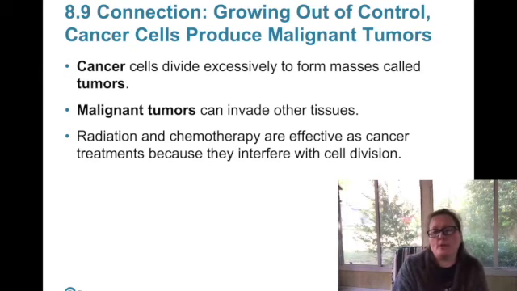Radiation and chemotherapy are effective as cancer treatments because they interfere with cell division. What happens with radiation and chemotherapy is it is attacking the fast replicating cells because cancer cells are growing quickly. They're growing out of control. They're like bypassing the checkpoints. So radiation and chemotherapy are targeting the fast growing or fast replicating cells.